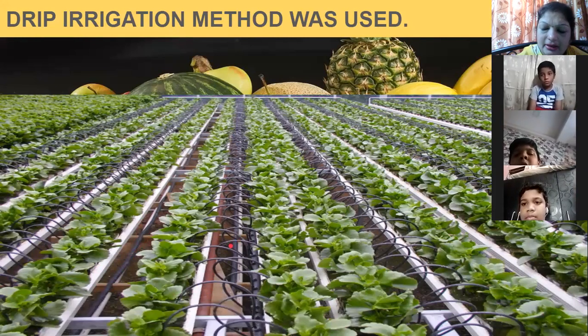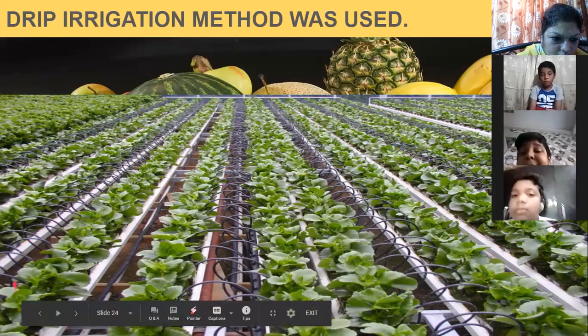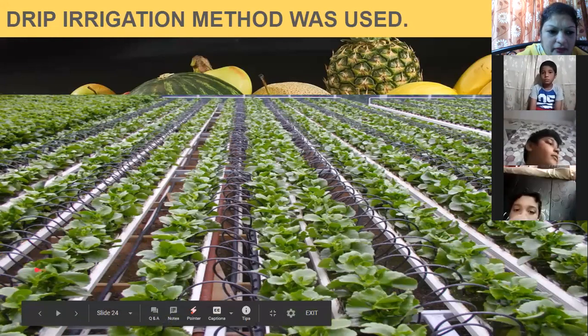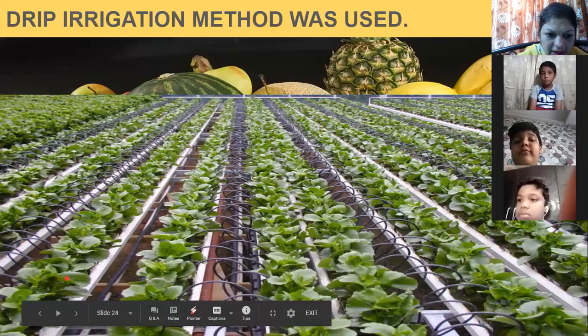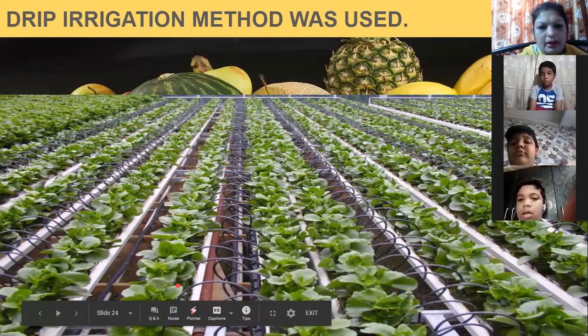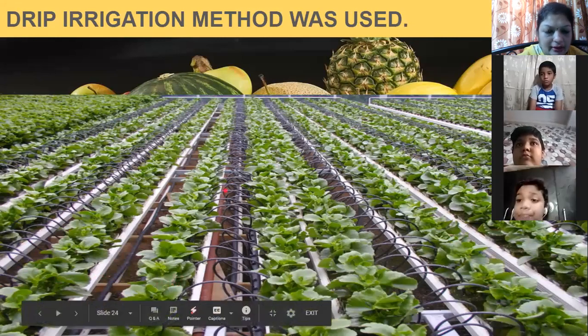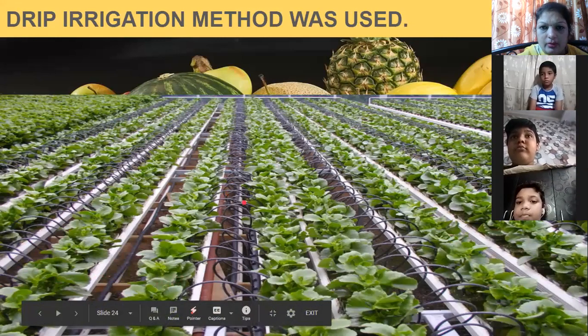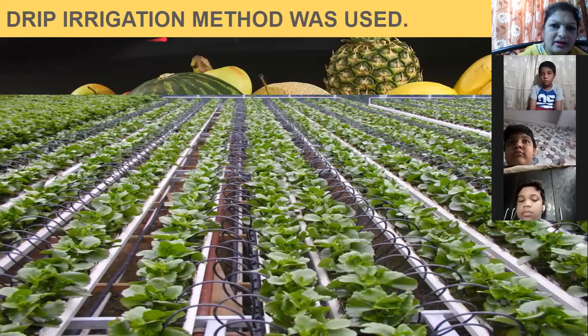So what is happening? There is no wastage of water. Through these small pipes, the water directly reaches the crops. There is no waste of water, and the water is not wasted into the soil. It directly reaches the crops. This is known as drip irrigation. That means slowly, drip by drip, or we can say drop by drop, these crops are getting water. So this is one of the modern methods of irrigation, that is known as drip irrigation.